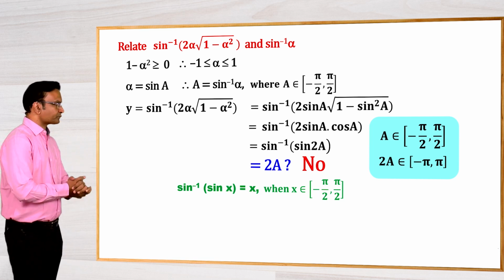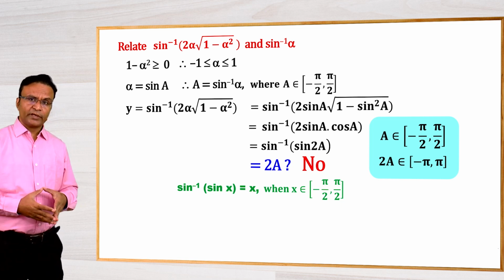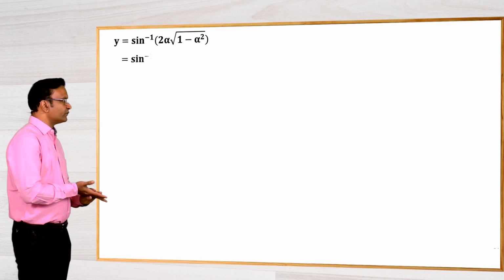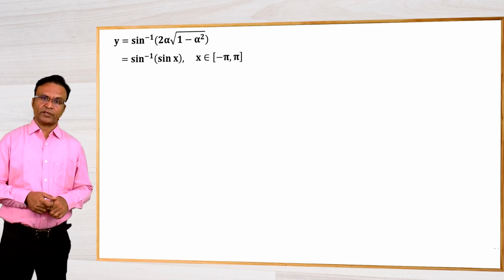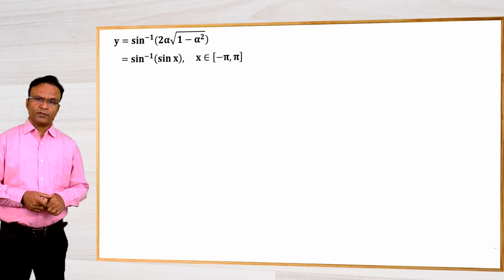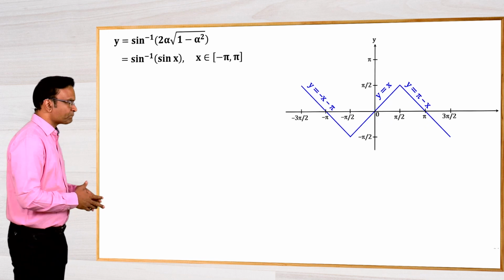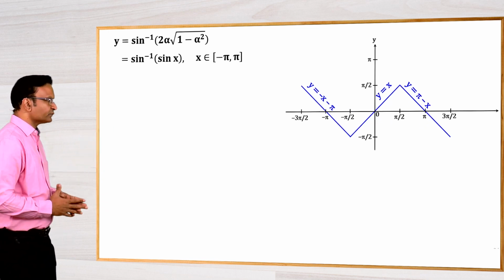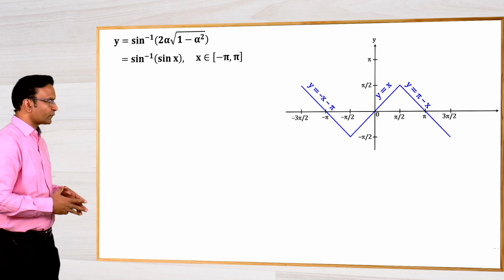Okay. Now suppose 2A is equal to x. So we have now y is equal to sine inverse of sin x, where x belongs to minus pi to pi. Let's draw the graph of sine inverse of sin x. We have this graph. I am taking this part only because my x is from minus pi to pi.